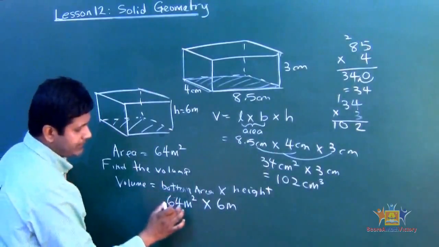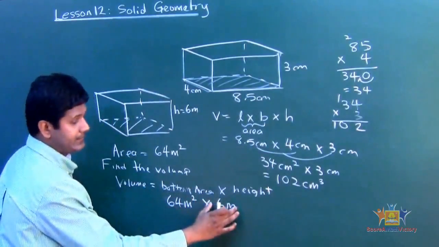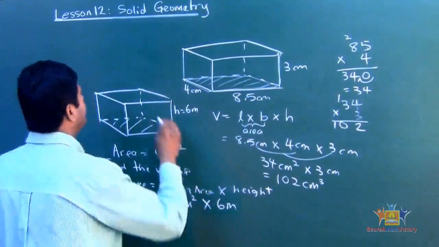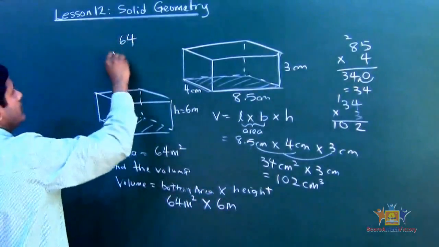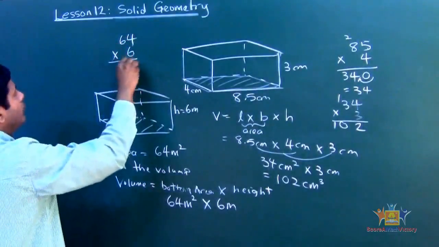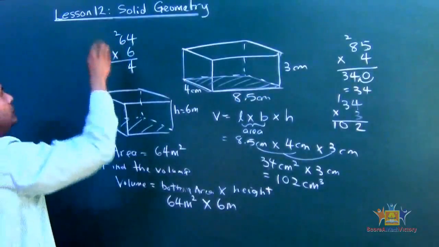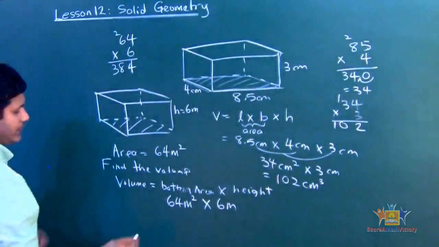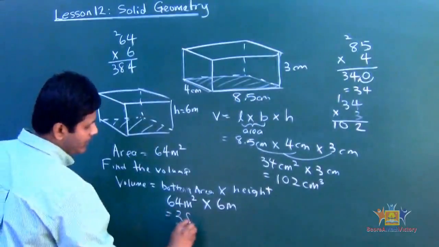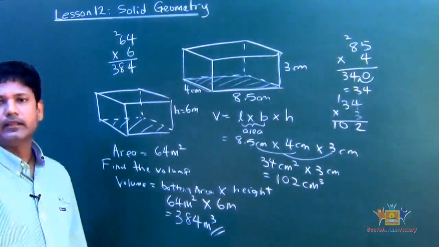So now we are timesing 64 meters squared with 6 meter, the height. Alright, so let's line it up. So we take 64 times with 6. 6 times 4 is 24, so 4 carry the 2, 6 times 6 is 36, plus 2 is 38. So that gives you 384 meter cube. See that?